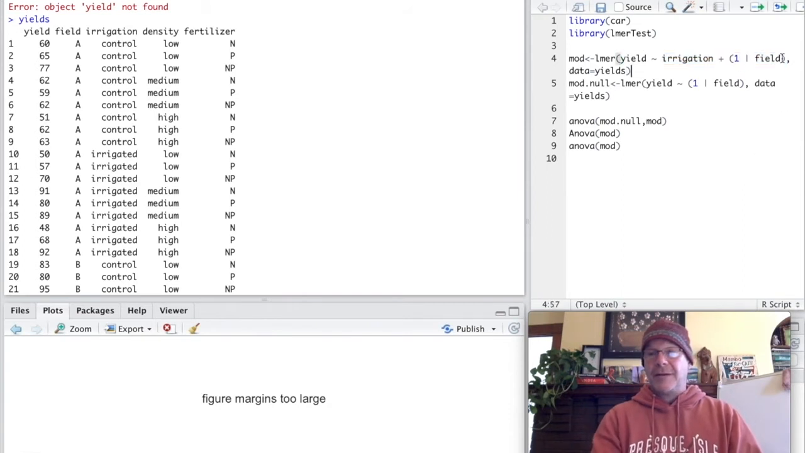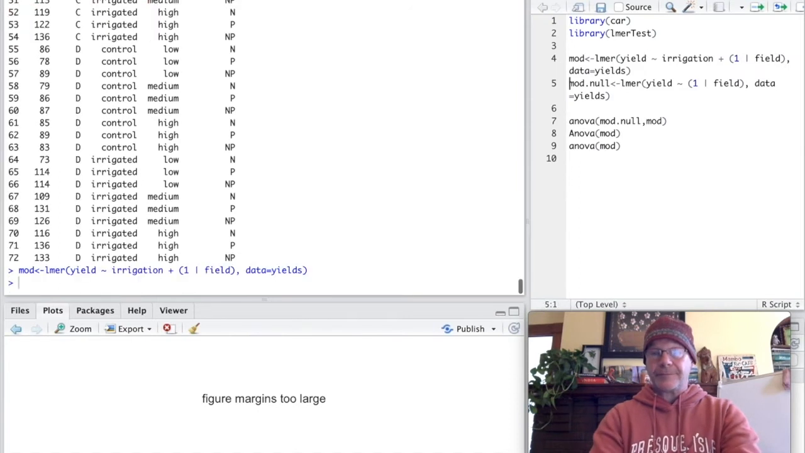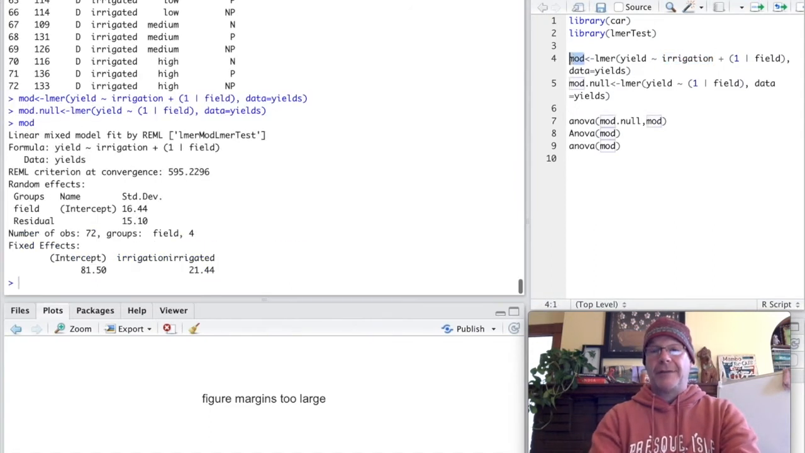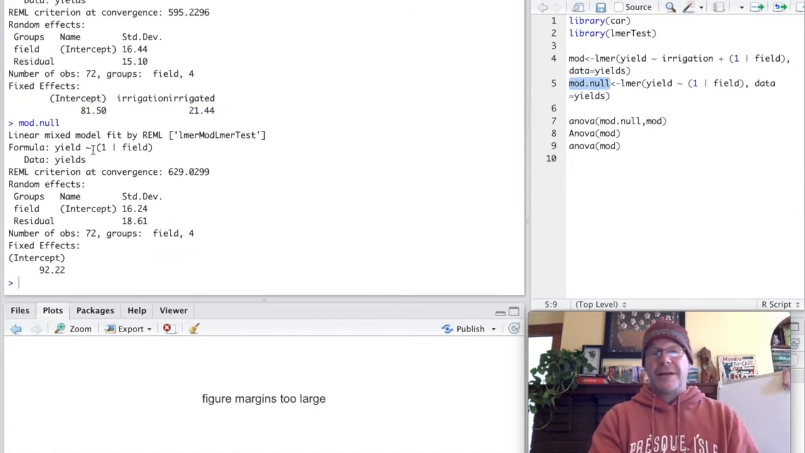And we did that here by saying we would like each field to have its own intercept, and then we could compare that against a model where we don't include irrigation. So I'm going to call that mod null. So now I have 2 different models. There's one that has a slope estimate for the effect of irrigation right here, whereas in our mod null, all we've done is add structure to the error term, but we haven't put any fixed effects in the model to do the hypothesis testing on.